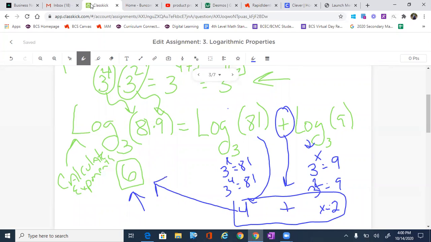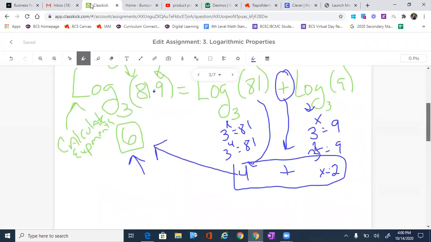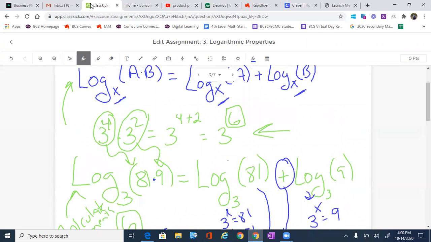So remember, logarithms are finding exponents. We can break them up into two spots and add them together as long as there's multiplication between those two problems. So let's look at another one.